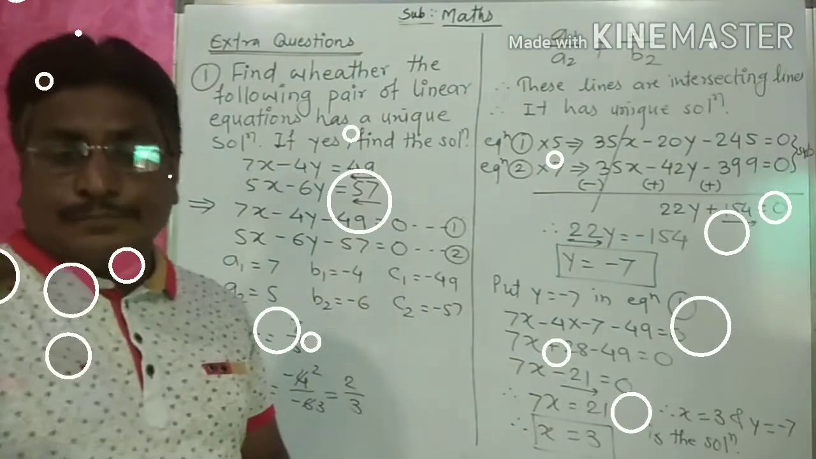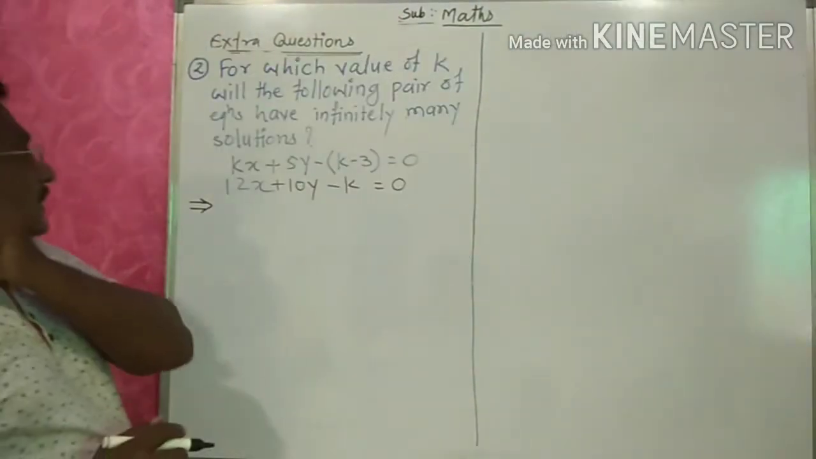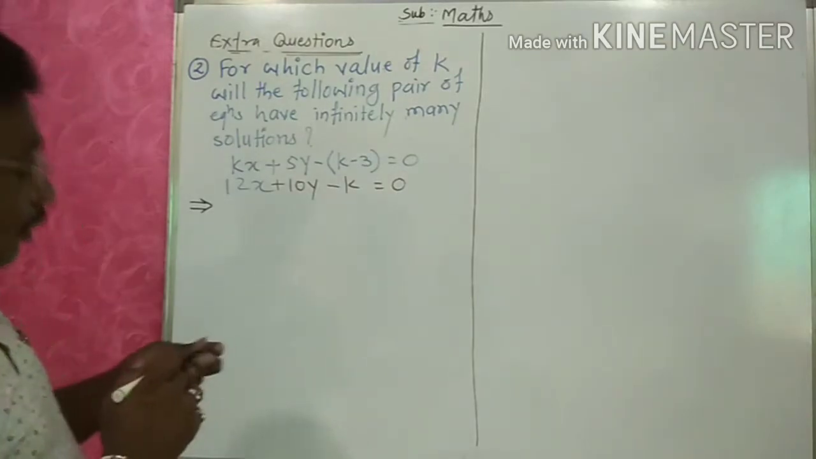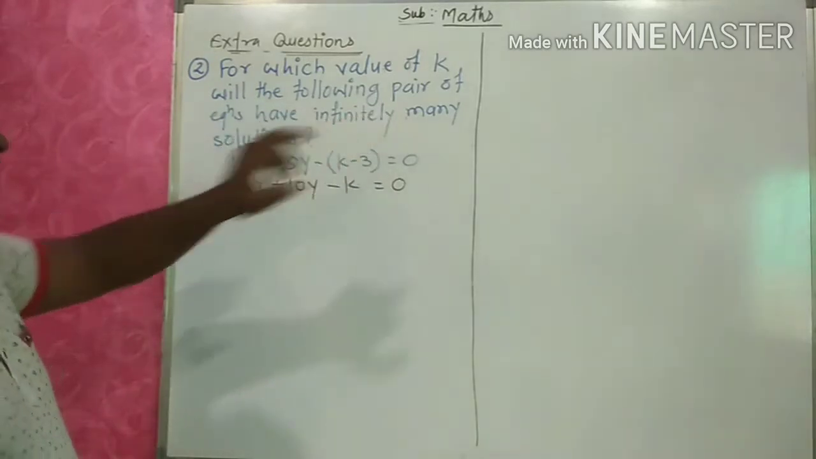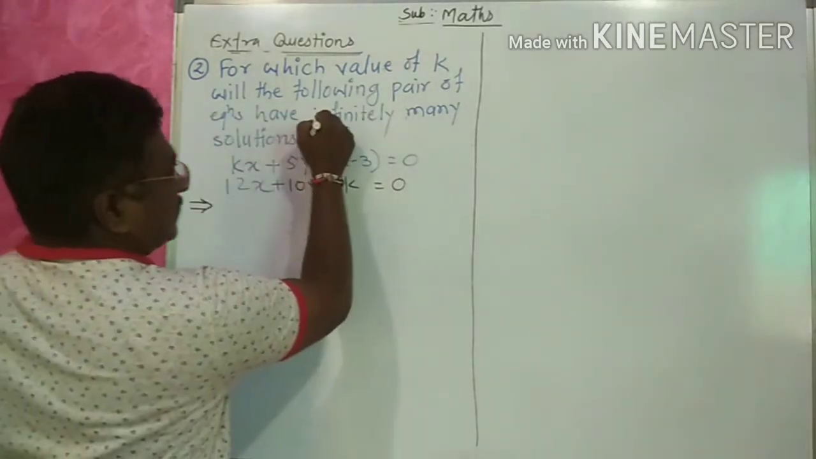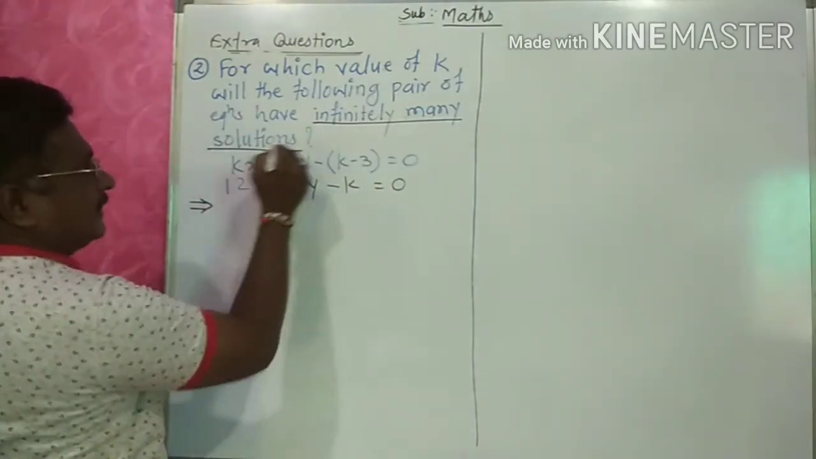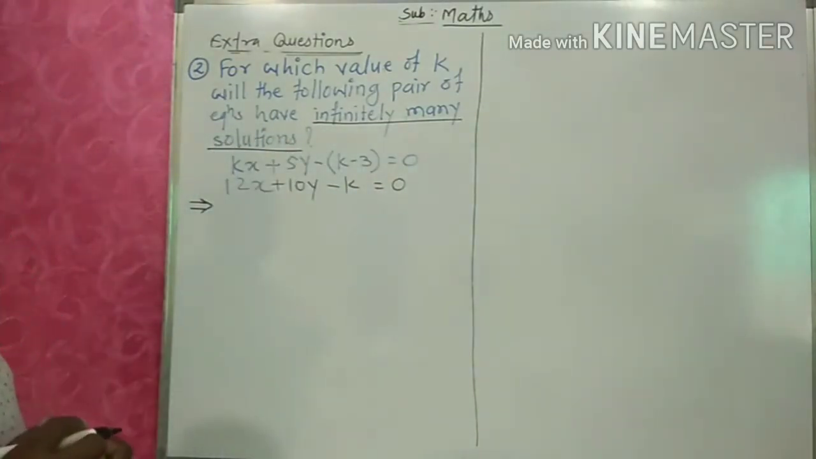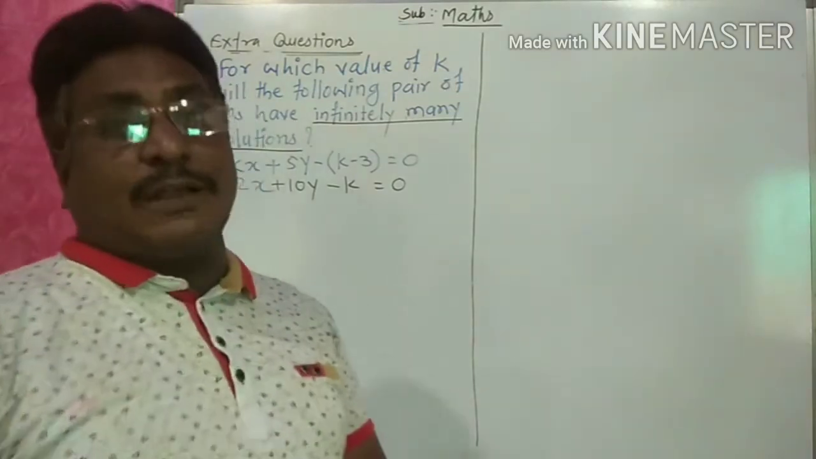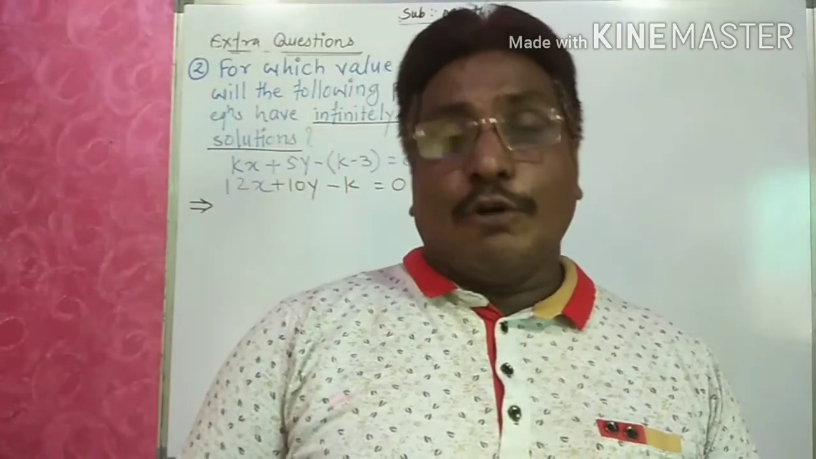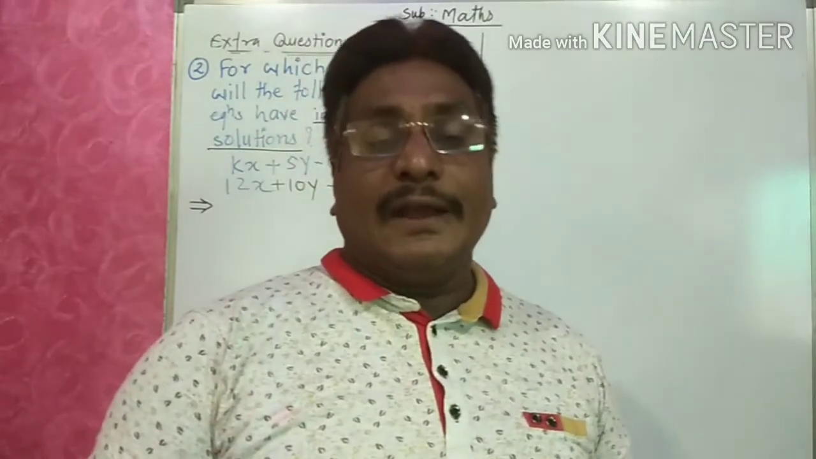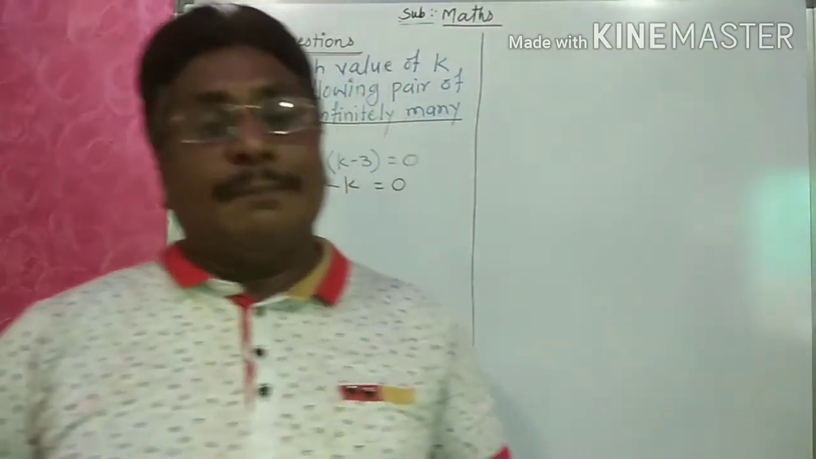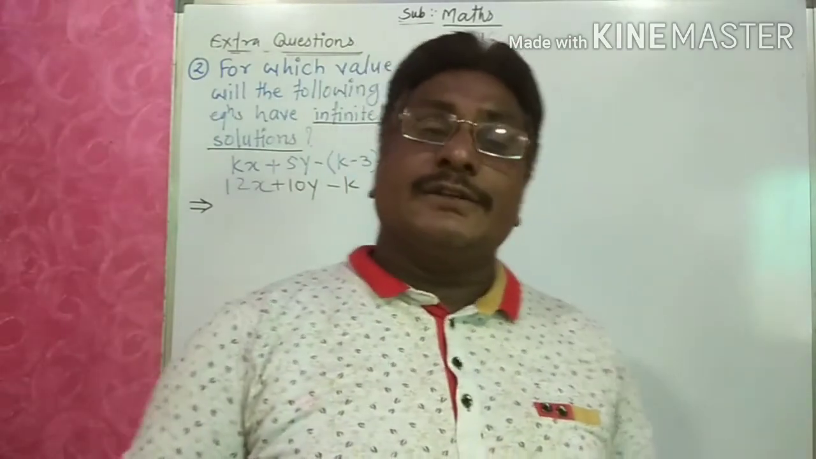Next question. Now second question. For which value of k will the following pair of equations have infinitely many solutions? This is the condition: infinitely many solutions. So infinitely many solutions means what type of lines? Lines are coincident. So lines are coincident means what is the condition? A1 by A2 equals B1 by B2 equals C1 by C2.